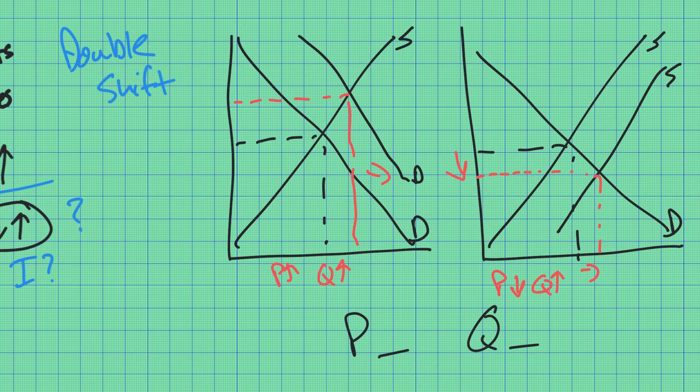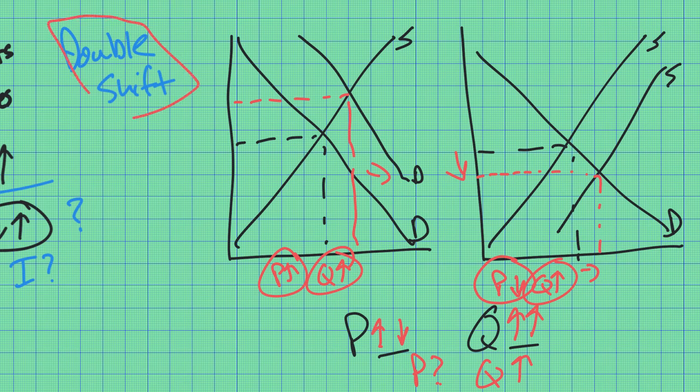And so we see that price disagrees, right? One says up, one says down, but quantity agrees. Both say up. So what we know for sure is that quantity is going to go up, and what we don't know is what ultimately is going to happen to the price. What will determine the price is how far each one of those two curves shifts, but we don't actually have that information, so we're going to have to say we don't know what's going to happen to the price. It's unknown.